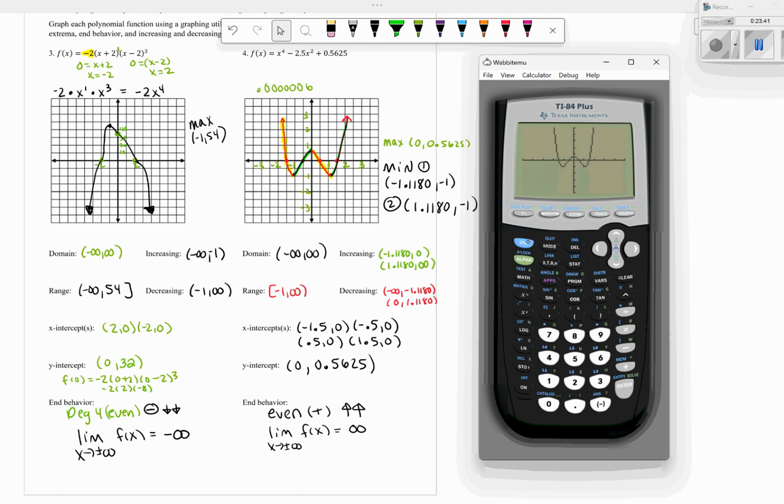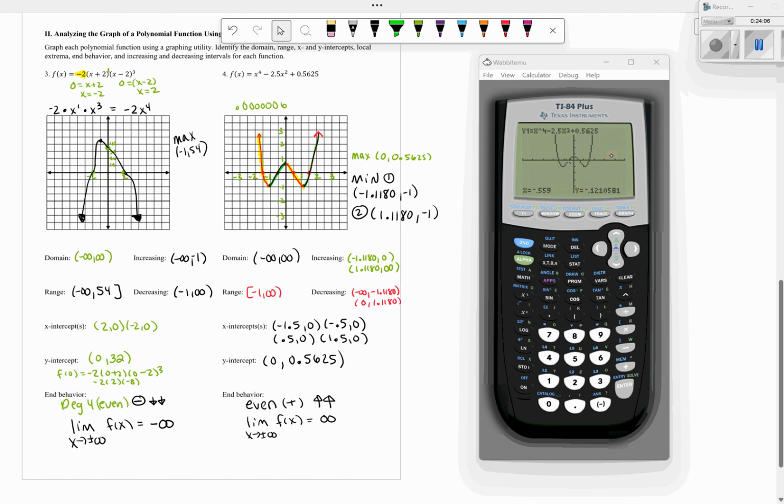If I went to my graph and hit second trace value, -0.559, I can see my point of inflection is at (-0.559, -0.1210). So your curve bends upwards there, so concave up from negative infinity to that x coordinate, then it would be concave down and then concave up. So just a reminder for those points of inflection and concavity, because that's something else that we could, of course, ask again. All right, that is it for this lesson.